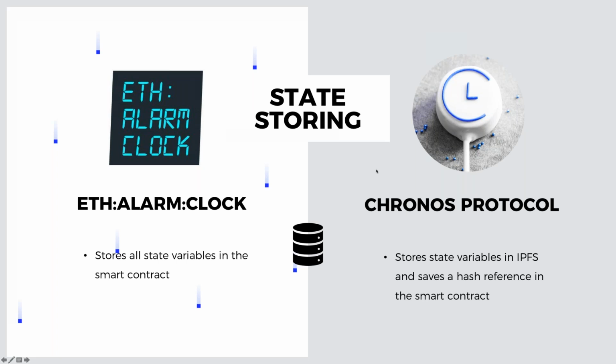So another change we have is state storing. What does this mean? State storing is how we store all these variables that say if a transaction has been executed, at what time it has to be executed, and these kinds of things. The Ethereum Alarm Clock stores all these variables in the smart contract itself, and this is a great way. It's a very simple way. It is quite costly though, so we have done something different with the Chronos protocol.